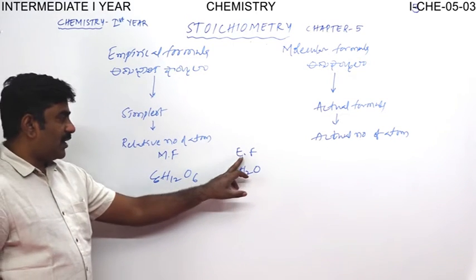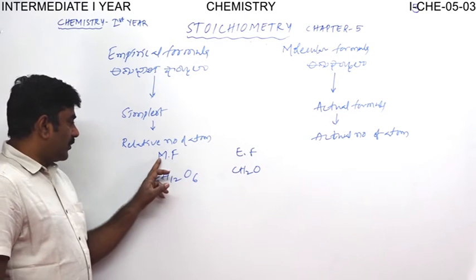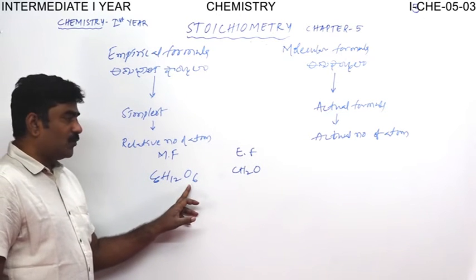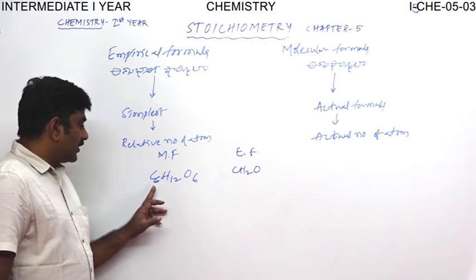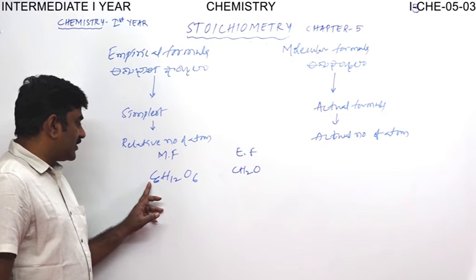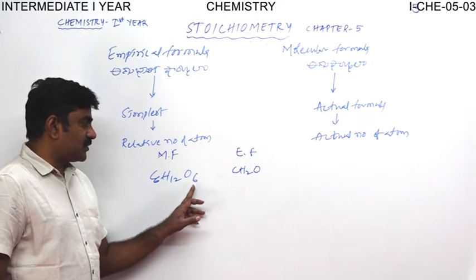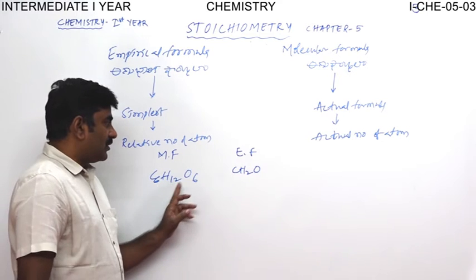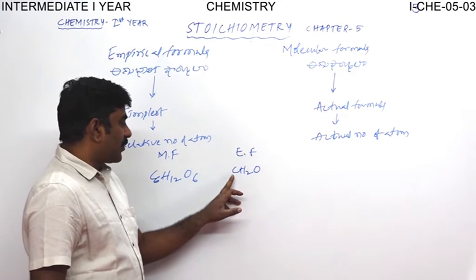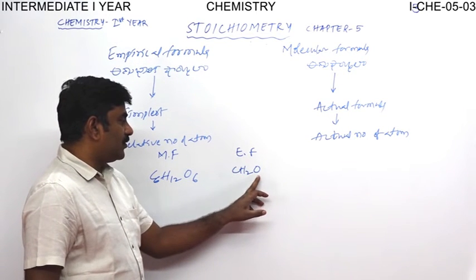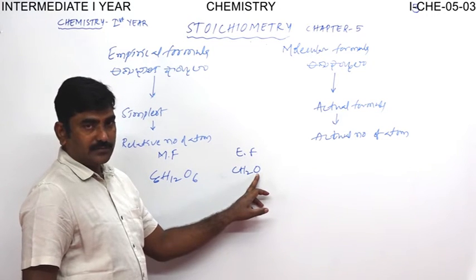CH2O is which formula? Empirical formula. What is the molecular formula? C6H12O6. So here the number of atoms present are carbon 6 atoms, hydrogen 12 atoms, and oxygen 6 atoms. This is actual. So here the carbon atom is 1, hydrogen atoms are 2, and oxygen atom is 1.